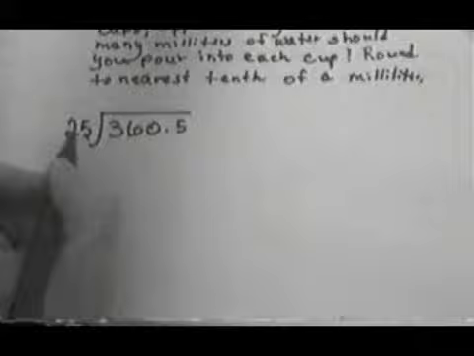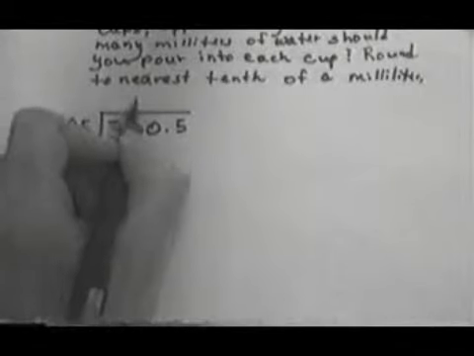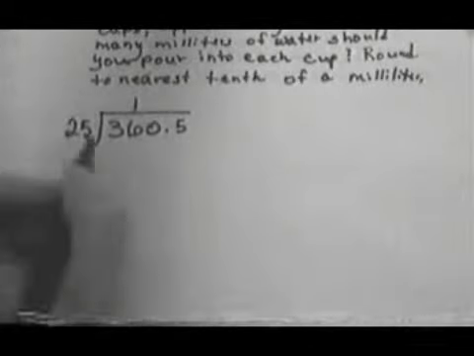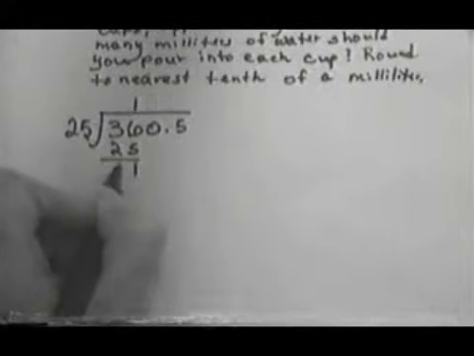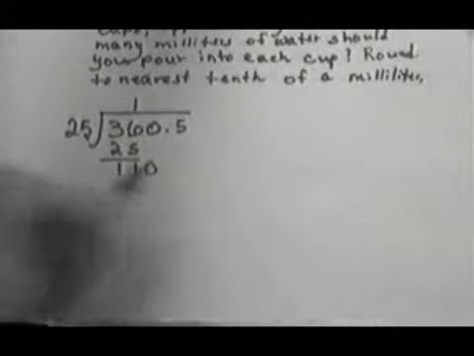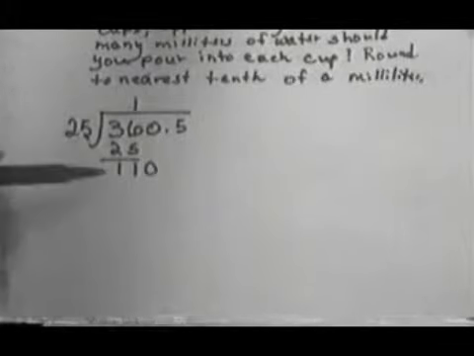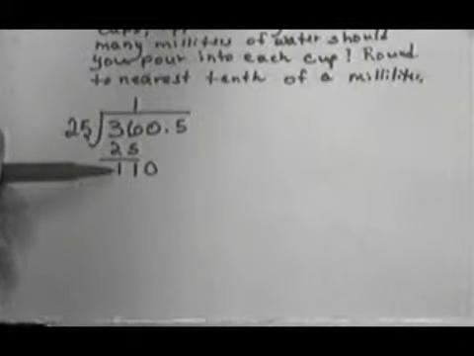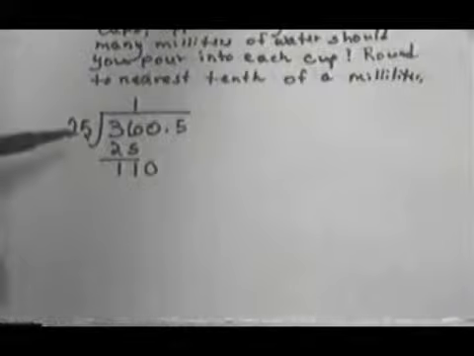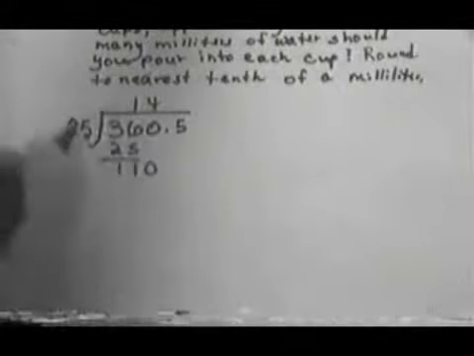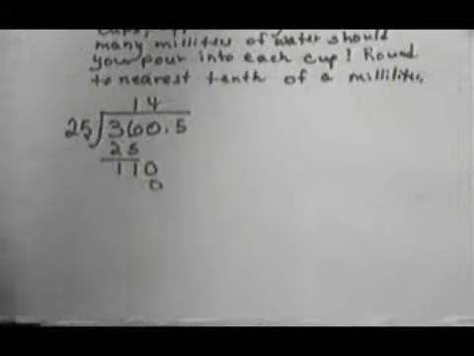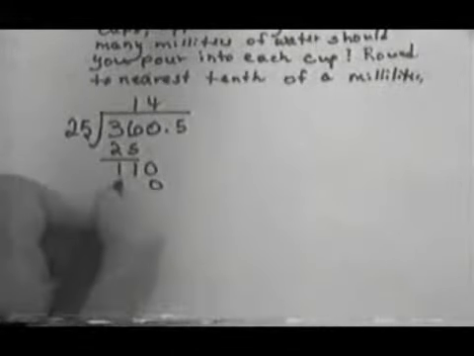So we can divide 25 into 36 one time. 1 times 25 is 25. When we subtract, we get 11. Bring down our 0. 25 will go into 110, probably 4 times, because there are 4 25s in 100. So let's try 4. 4 times 5 is 20, and carry our 2. 4 times 2 is 8, and 2 is 10, giving 100.